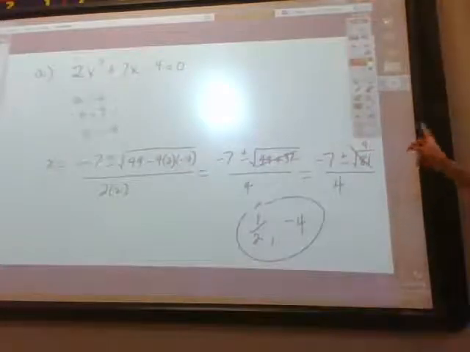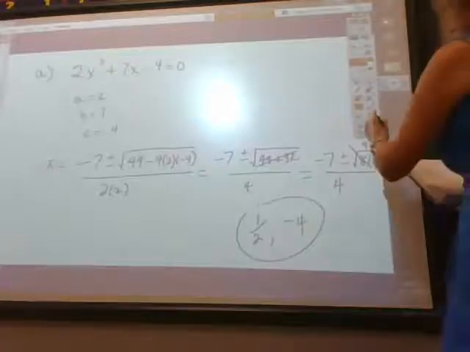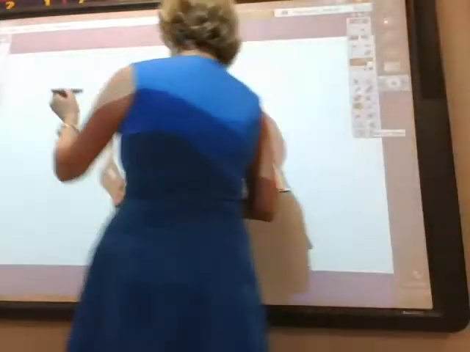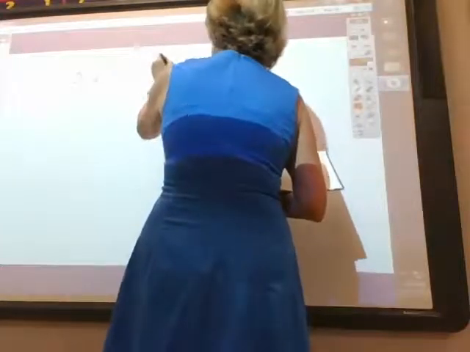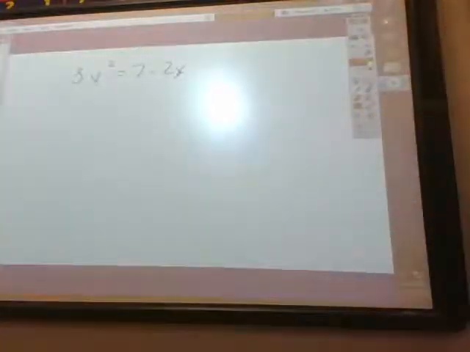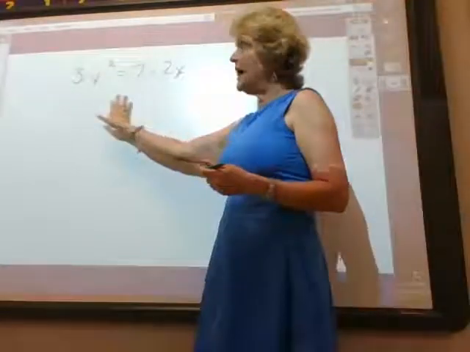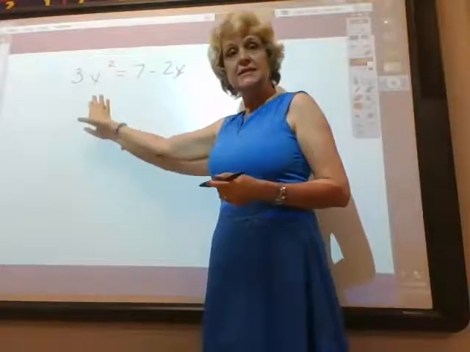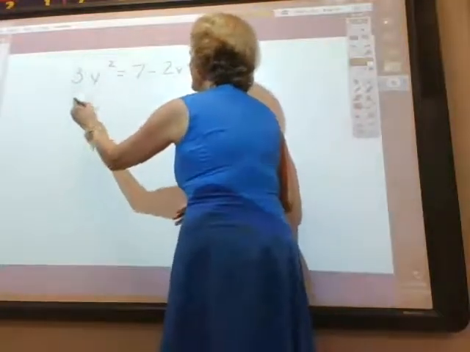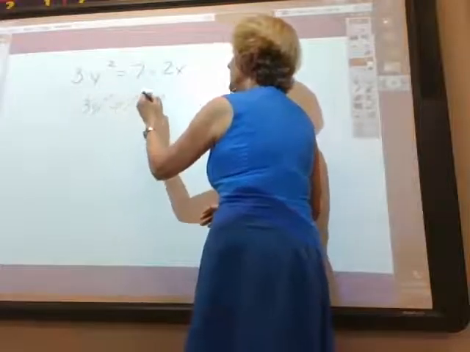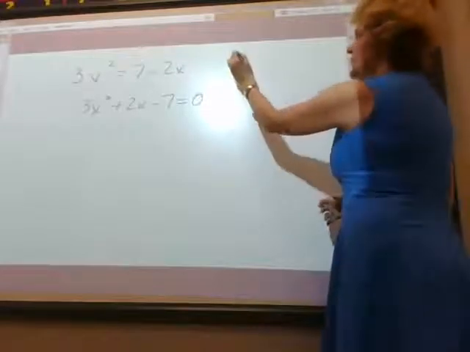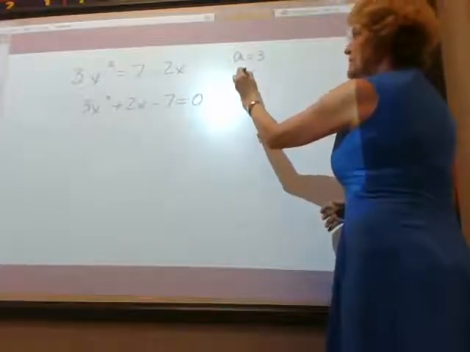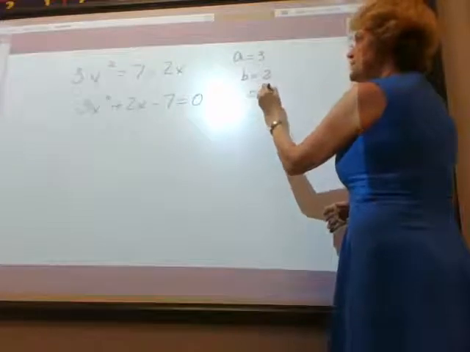All right, let me give you one that isn't going to simplify here. So let's work out example 2. Okay, so we're going to set this example, 3x squared equals 7 minus 2x. I've got to get this into standard form. So I'm going to add 2x, I'm going to subtract 7. So 3x squared plus 2x minus 7 equals 0. I hope you're seeing that. All right, so A is equal to 3, B is equal to 2, and C is equal to -7.